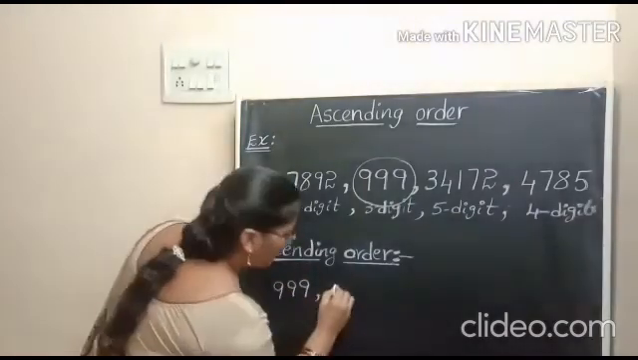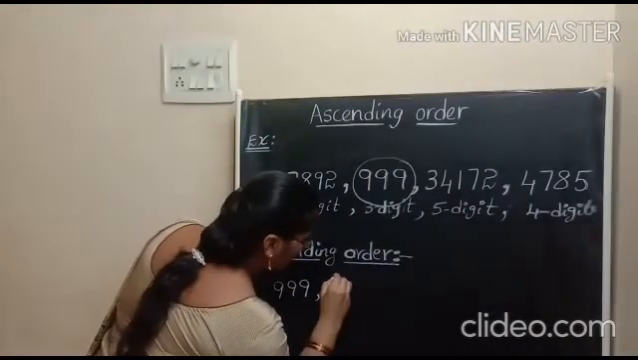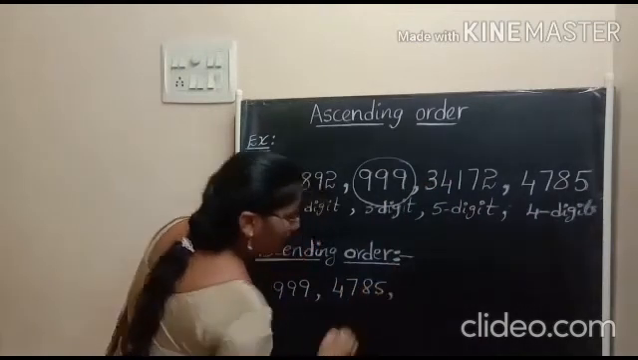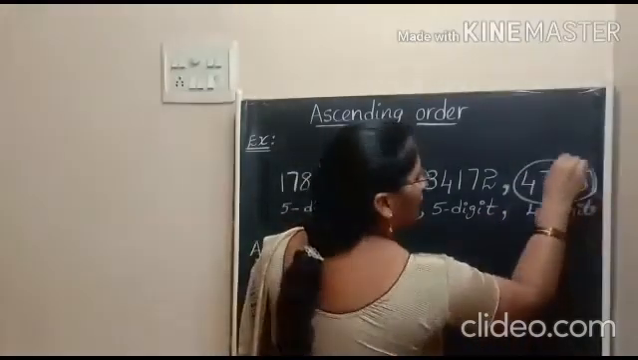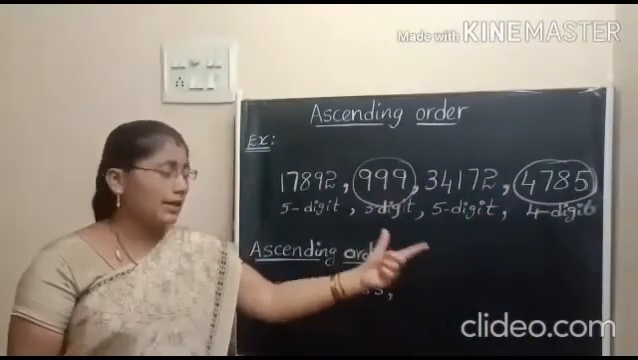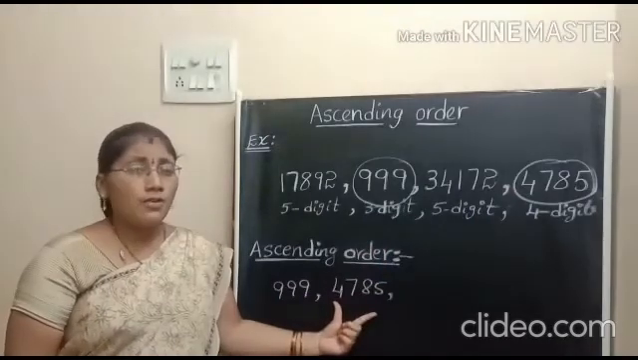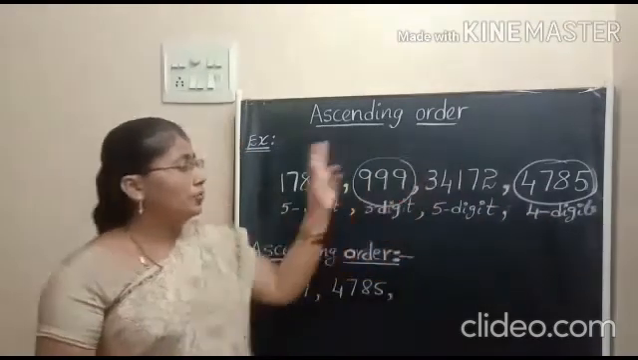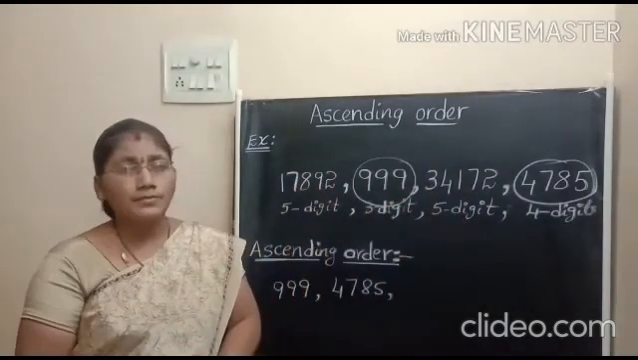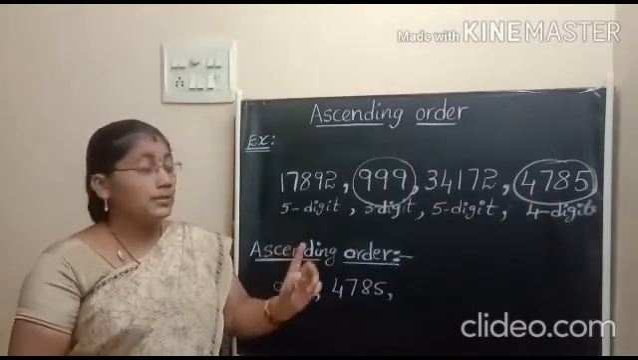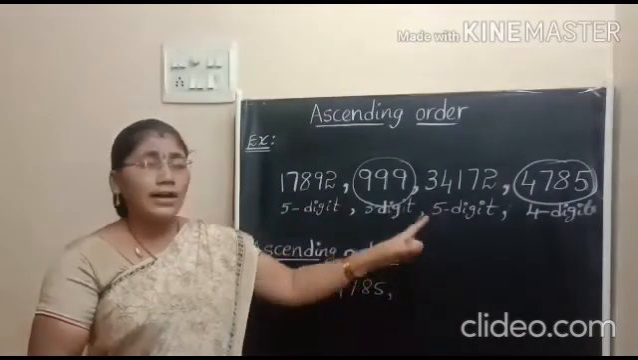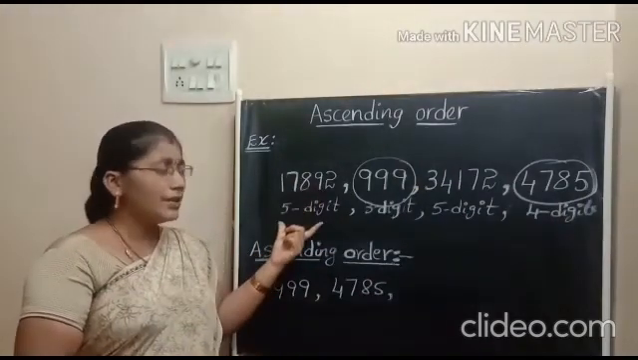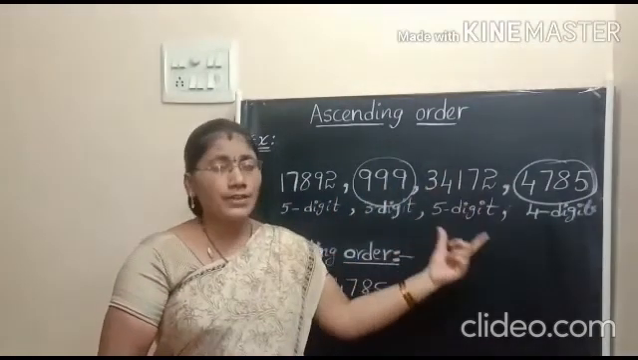Let us write that. 4,785. Understood, children? 4,785 we have to write in the second position of ascending order. After writing that number, how many numbers here we have to compare? Only 2 numbers, but these 2 numbers have the same number of digits. This number has 5 digits, and this number also has 5 digits.